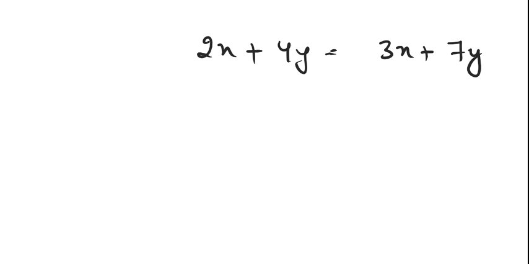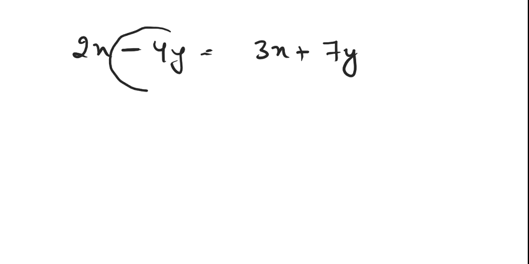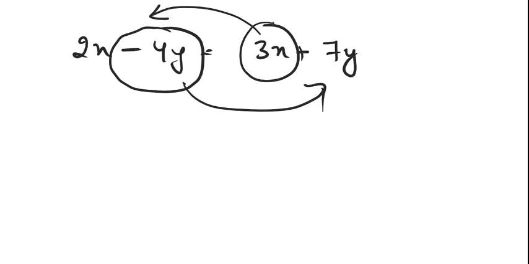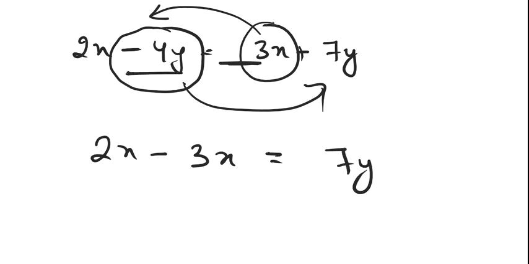Again see, 2x plus 4y is equal to 3x plus 7y. Let me make it minus then. Now what we need to do, we need to transpose. I will take the x part here and I will take the y part here. What will happen? 2x minus 3x. Why minus? Because this is positive in nature, and when it changes its side it will become negative in nature, equals to 7y. This is minus 4y. When it changes its position, minus will become plus 4y.